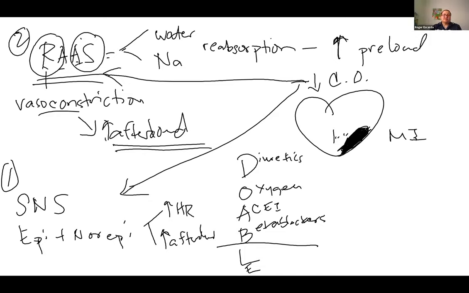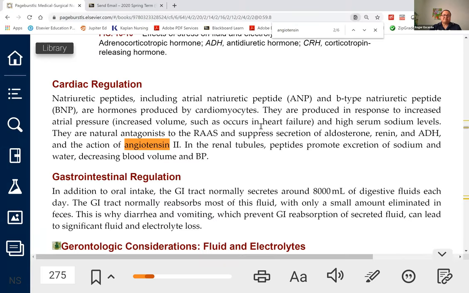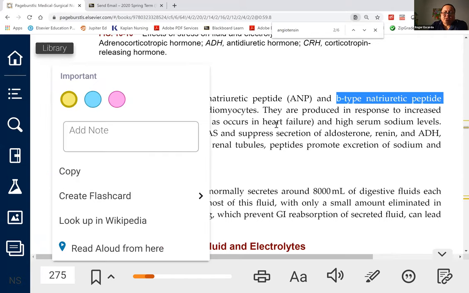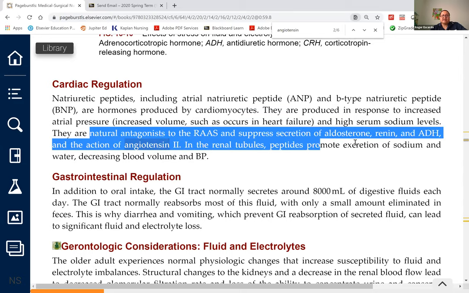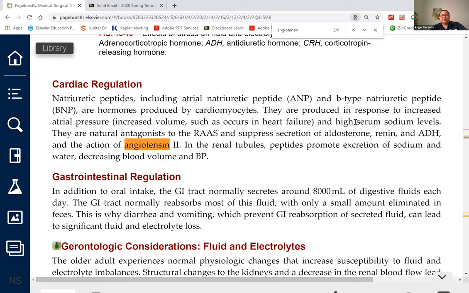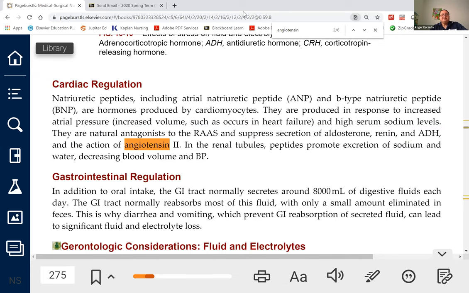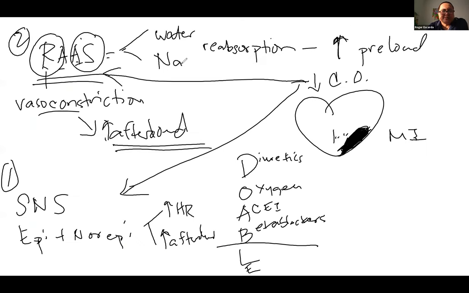And back here, there's actually a natural, protective mechanism by the heart in the form of B-type natriuretic peptides. As described here, these are natural antagonists doing the exact opposite effect of the RAS system. So if the RAS system increases water and sodium reabsorption, as well as causes vasoconstriction, and BNP is an antagonist to this whole system, what are the effects of BNP? As you read, this is released by the myocytes, which are in the ventricles.